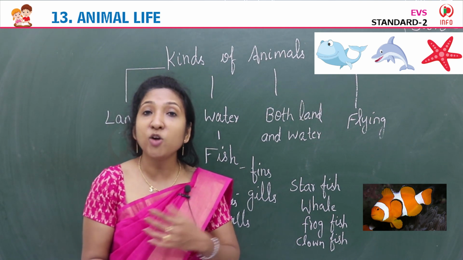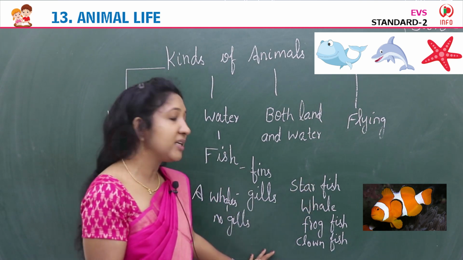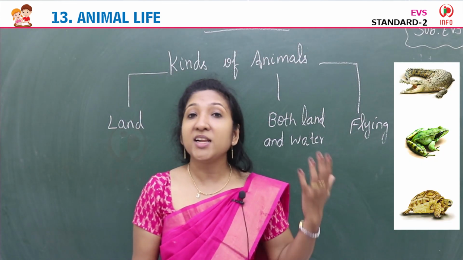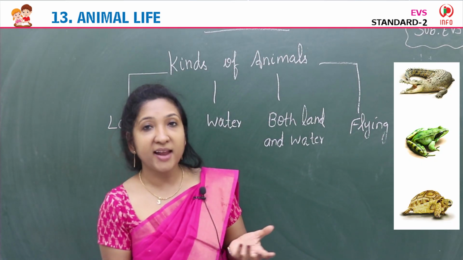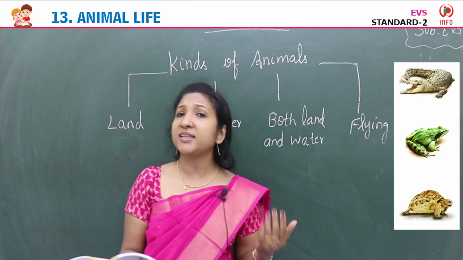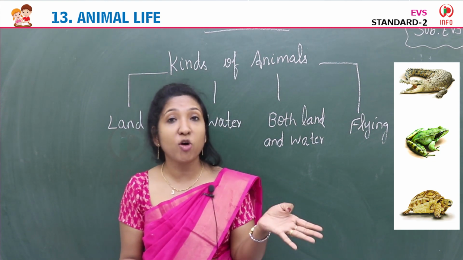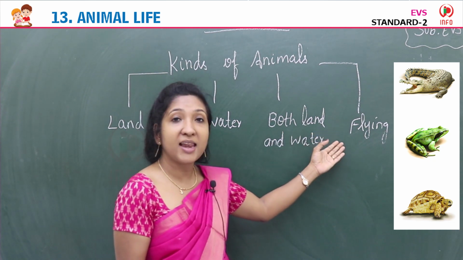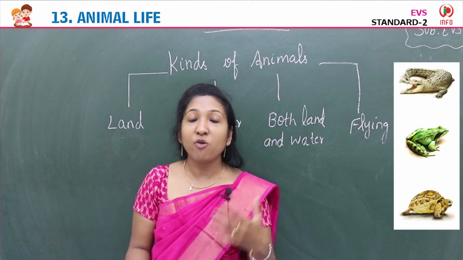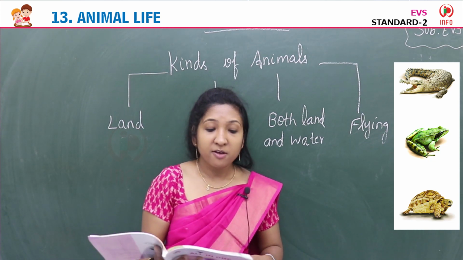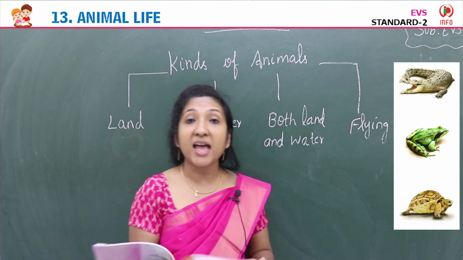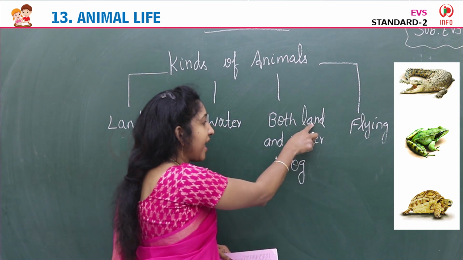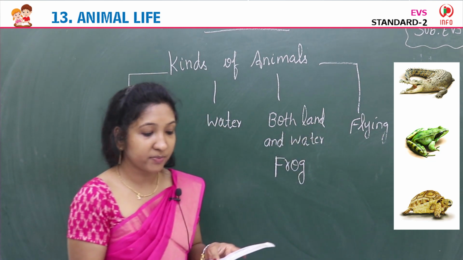Okay, so we learned about land animals and now we learned about water animals. Now, what about the animals that live on both land and in water? Yes, there are some animals that live both on land and in water. Let us see which animals they are. Frog lives both on land and water. One example of an animal that lives both on land and in water is frog.